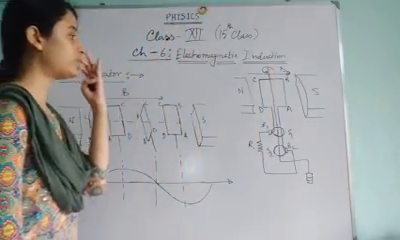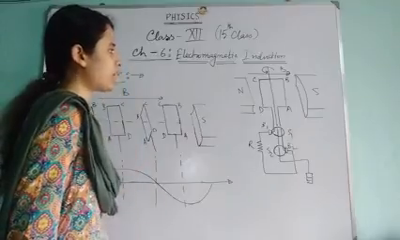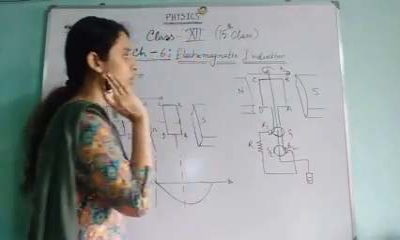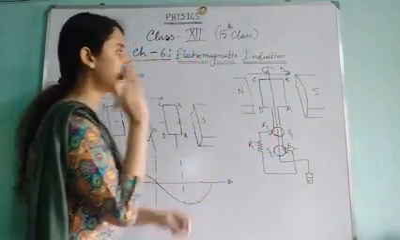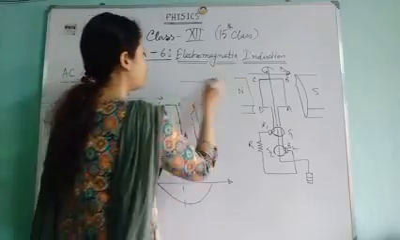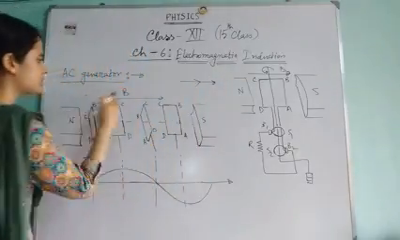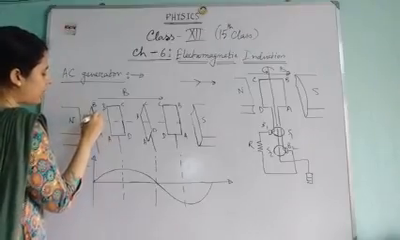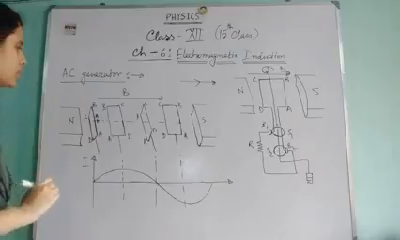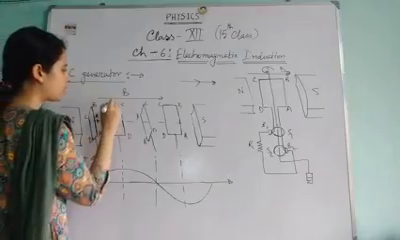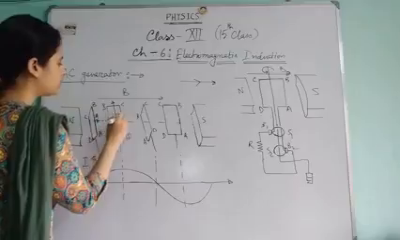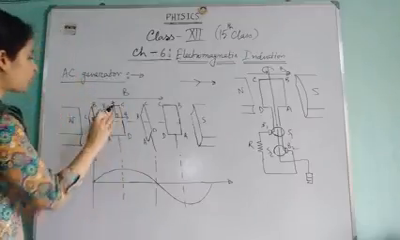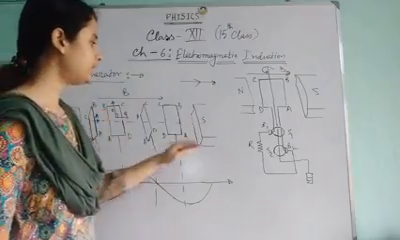When the armature is vertical to the magnetic field, what actually happens? The direction of the magnetic field is in the same direction as the area of cross section. So here it is the direction of the magnetic field, and this plays an important role.